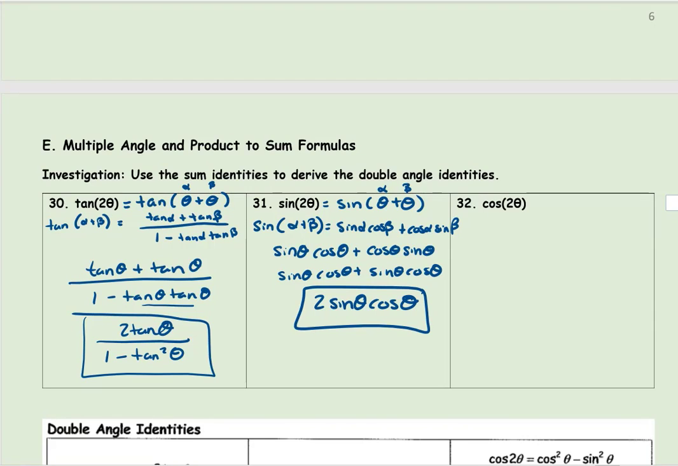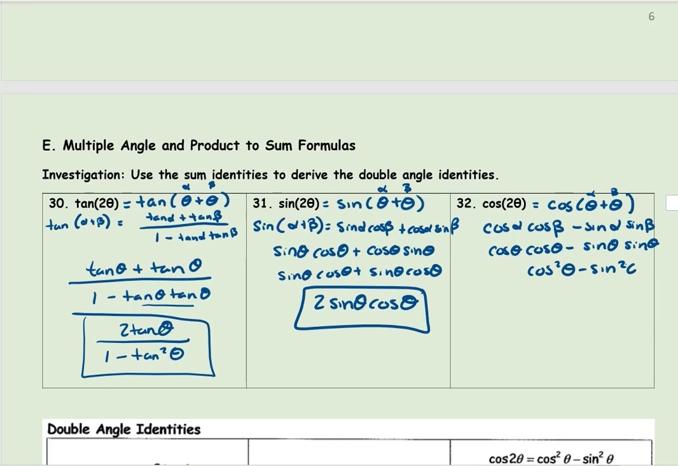And last but certainly not least, we have cosine of 2 theta, which actually gives us a few different identities. So we have cosine of 2 theta is equal to cosine of theta plus theta. This can be your alpha, that can be your beta. So we know that cosine of alpha plus beta is equal to cosine of alpha cosine of beta minus sine of alpha sine of beta. So now we have cosine theta cosine theta minus sine theta sine theta, which will give us cosine squared theta minus sine squared theta.